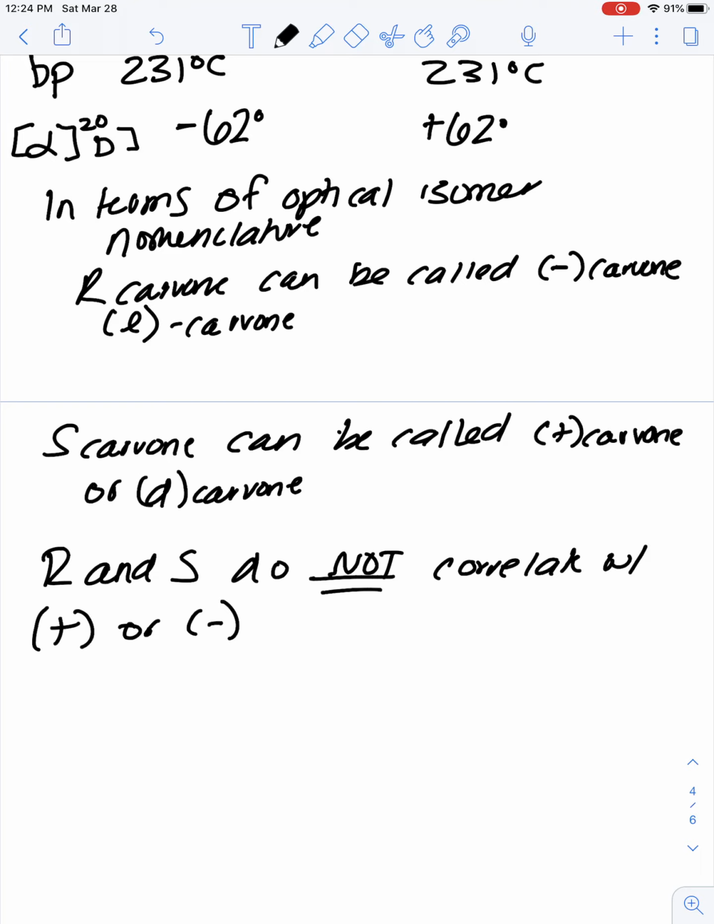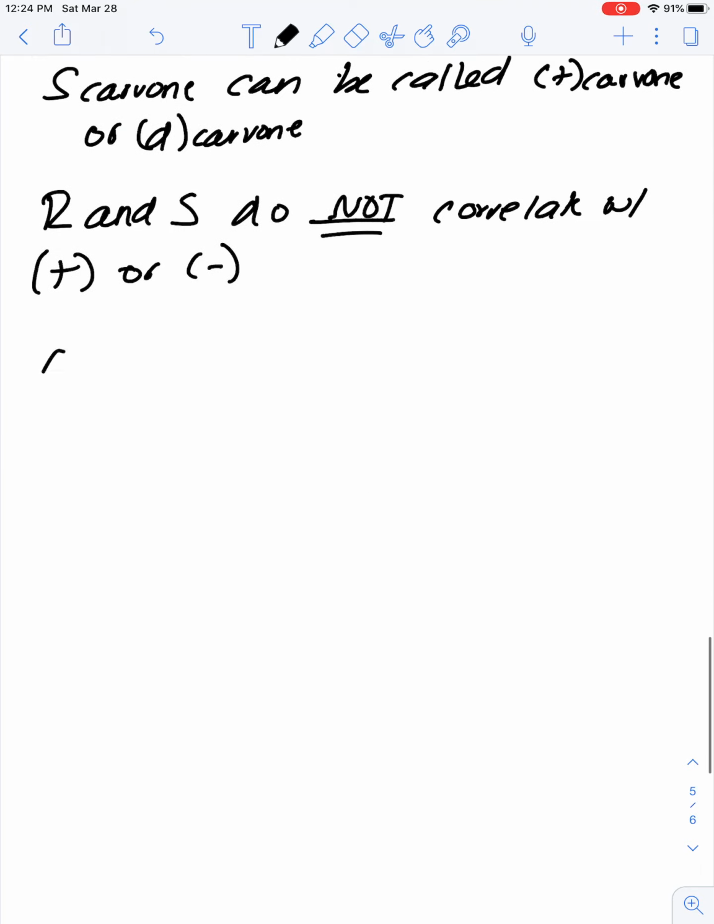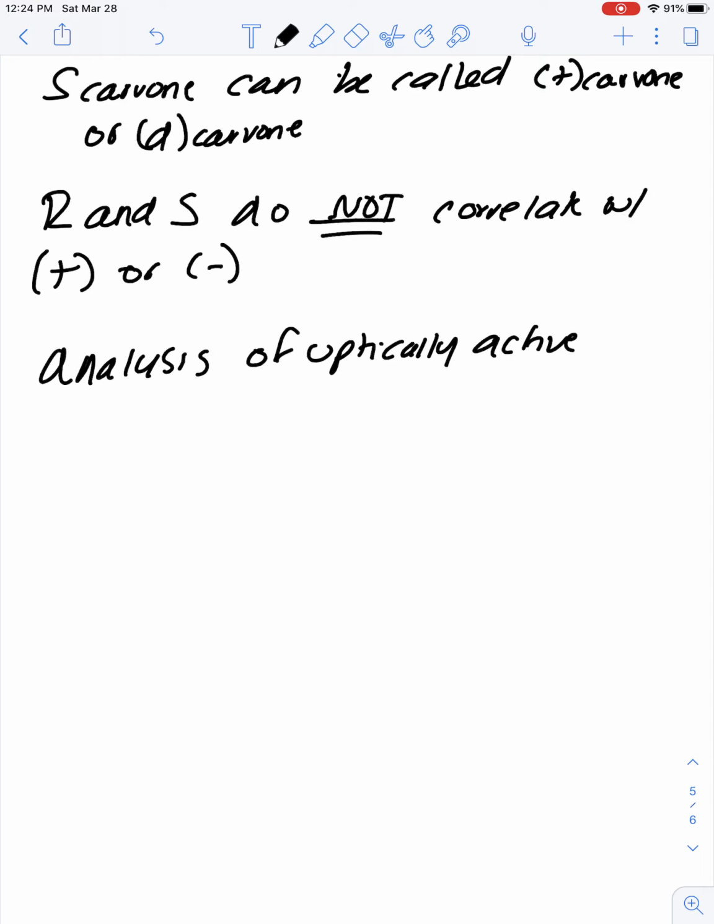So let's look at the analysis of some optically active mixtures. I put a question on your homework set, because it's open book, so that you can practice enantiomeric excess, but you won't be tested on this on the quiz. So we're not really going in depth with this. I'm just going to give you guys a brief overview of what enantiomeric excess really means.